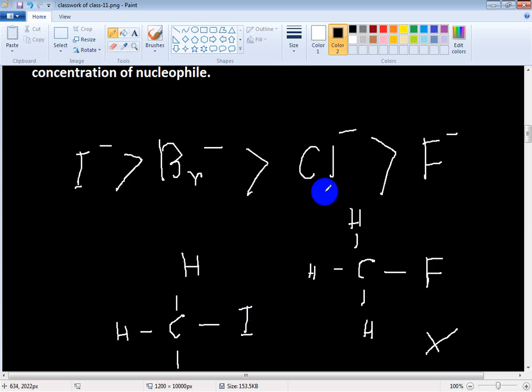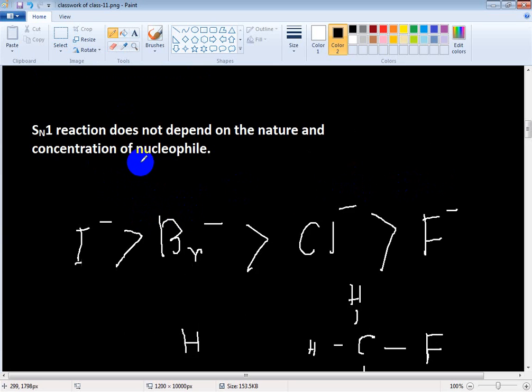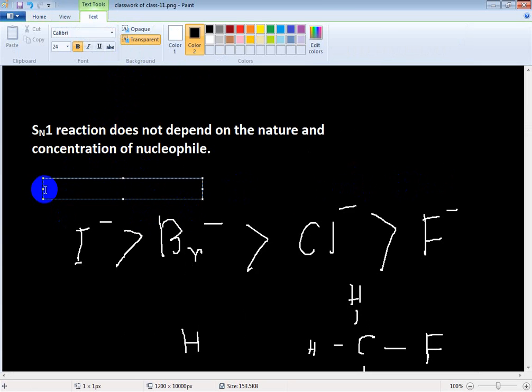Then bromide, then chloride, then fluoride. So iodide is the best leaving group. Okay, this is the leaving group. Order of reactivity of the leaving group.